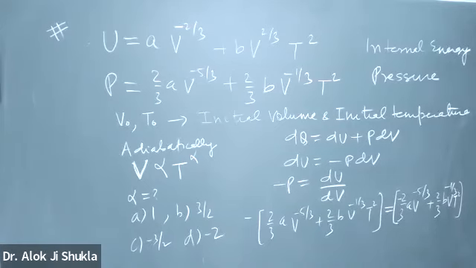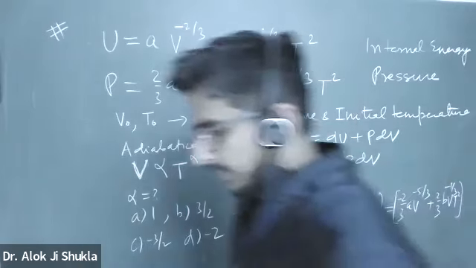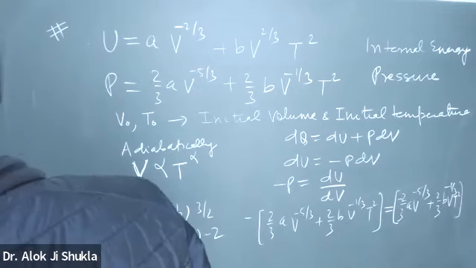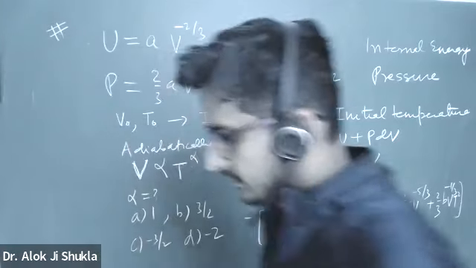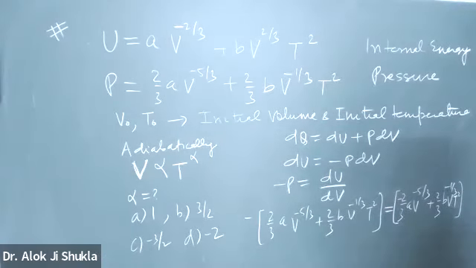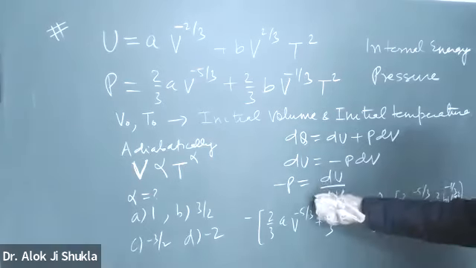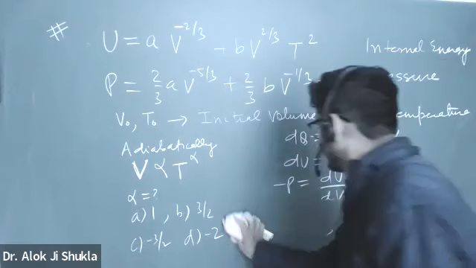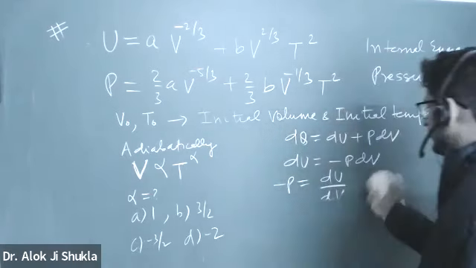Okay, sir. I think the confusion was that on the left side you wrote du over dv, but wrote the value of p. Yes, that was just to show you that minus p is del u by del v. Okay? So let us manage with this.